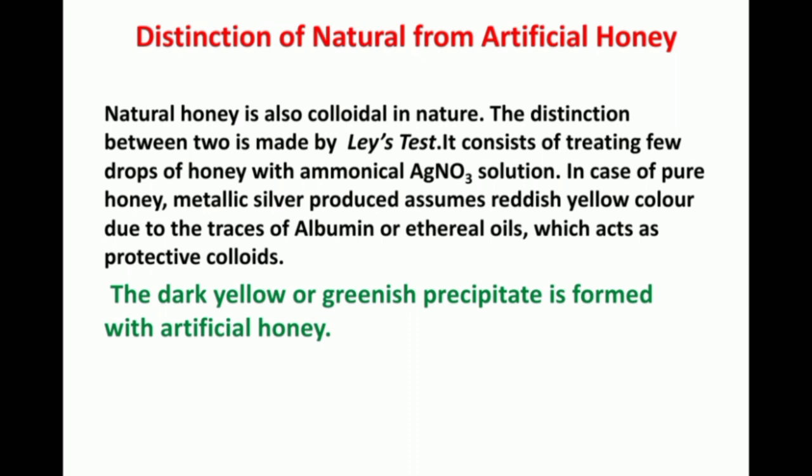Natural honey is also colloidal in nature. The distinction between natural and artificial honey is made by Ley's test. It consists of treating a few drops of honey with ammoniacal silver nitrate solution. In the case of pure honey, the metallic silver produced assumes a reddish yellow color due to traces of albumin and ethereal oils, which act as protective colloids. A dark yellow or greenish precipitate is formed with artificial honey.